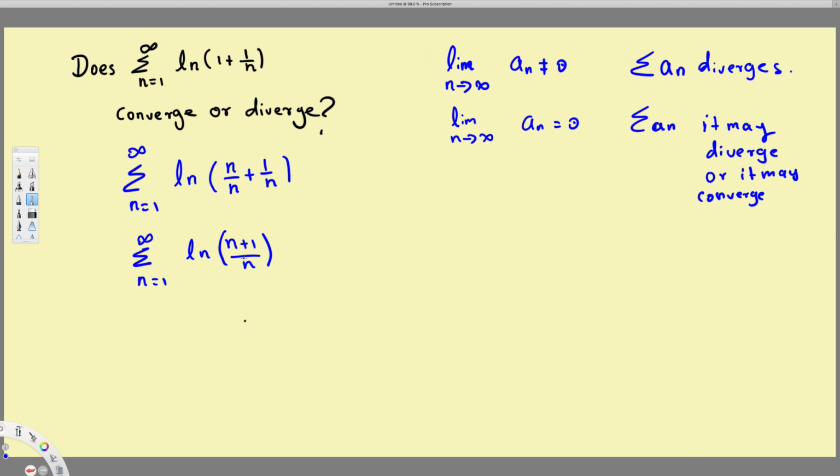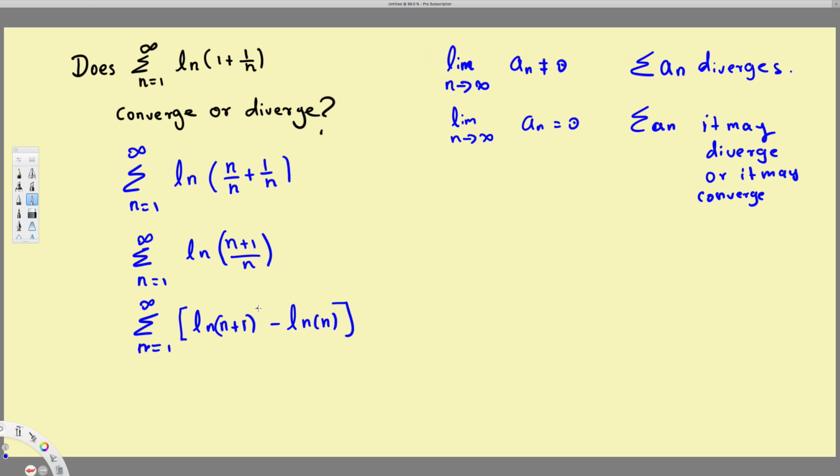Whenever we have a natural logarithm, if it's multiplied, we add; if it's divided, we subtract. So we can write this expression in a different way: the sum from n equals 1 to infinity of ln(n plus 1) minus ln n. We can write it in this form.